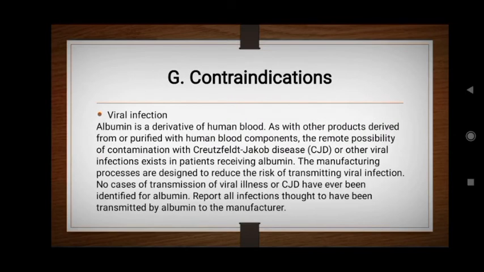Contraindication is for viral infection. Albumin is a derivative of human blood. As with other products derived from purified human blood components, the remote possibility of contamination with CJD or other viral infection exists in patients receiving albumin. The manufacturing processes are designed to reduce the risk of transmitting viral infection. No cases of transmission of viral illness or CJD have ever been identified for albumin. Report on infections thought to have been transmitted by albumin to the manufacturer.